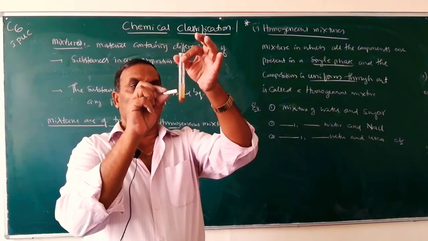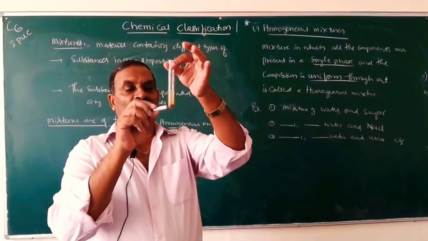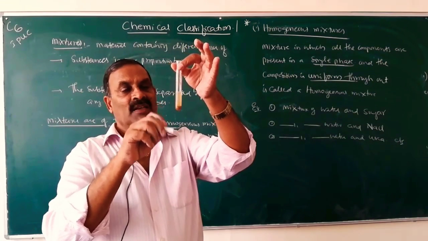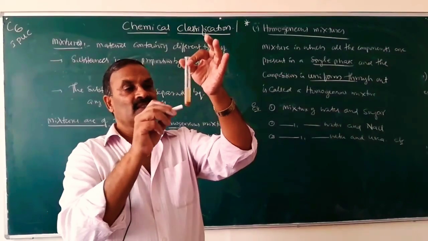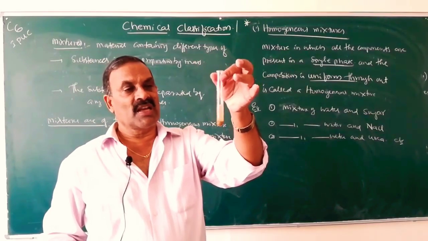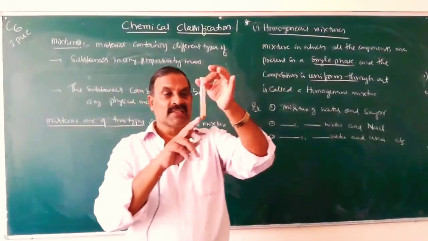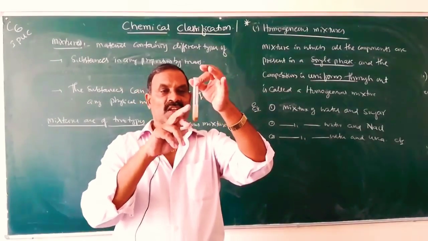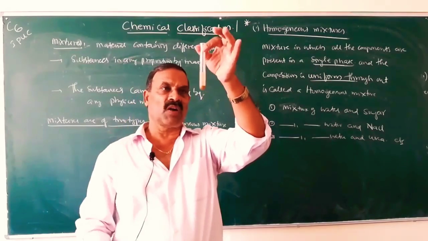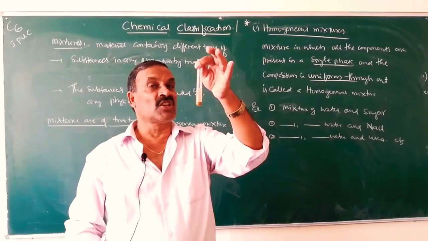So a mixture in which all the components are not present in a single phase, but they are present in a number of phases. This is one phase and this one is another phase. Such a mixture is known as heterogeneous mixture. Here sand particles are not equally distributed throughout the solution. Sand forms one phase, water forms another phase. Therefore it is a heterogeneous mixture.